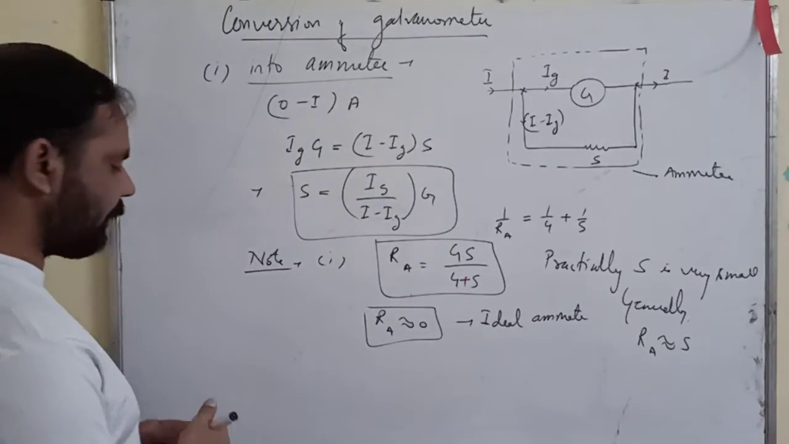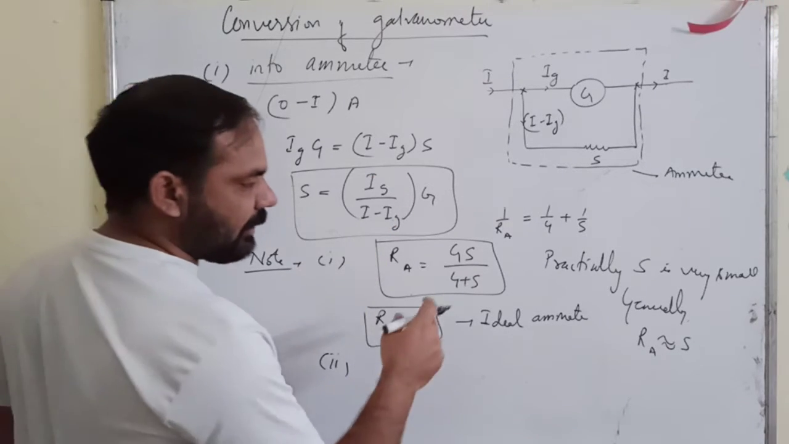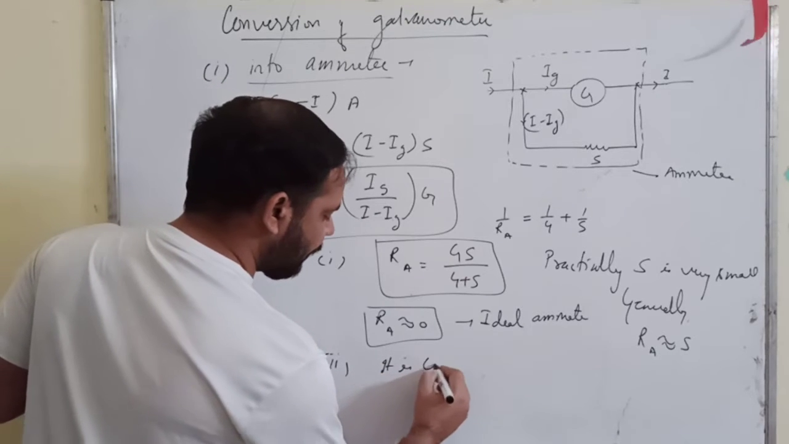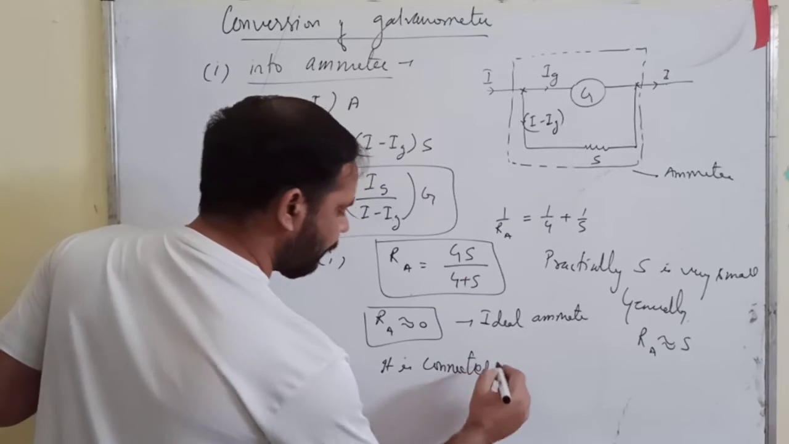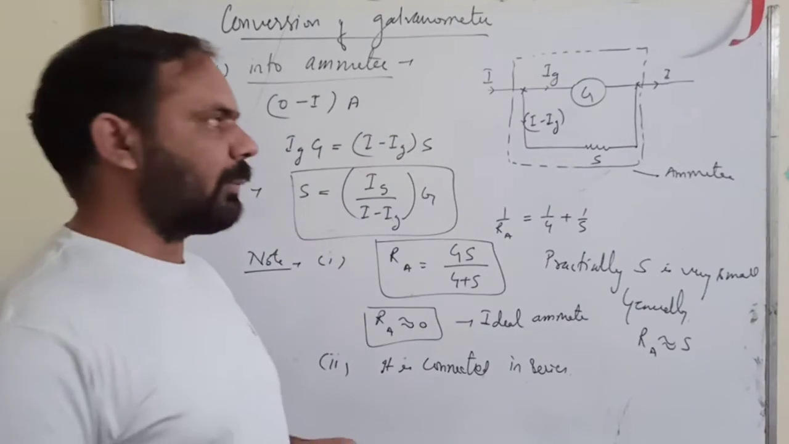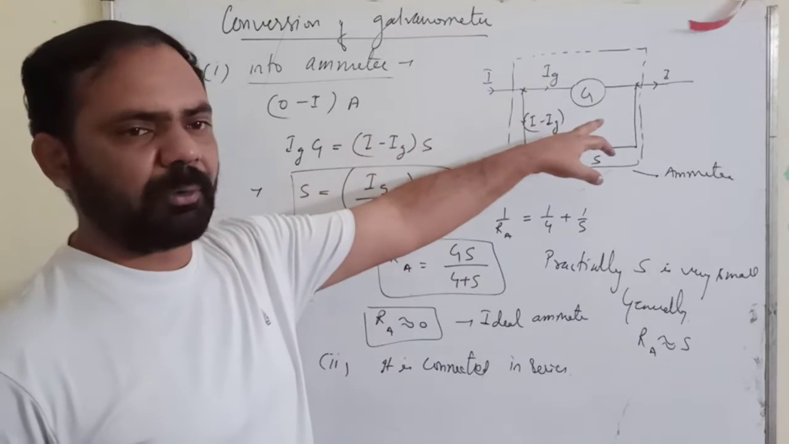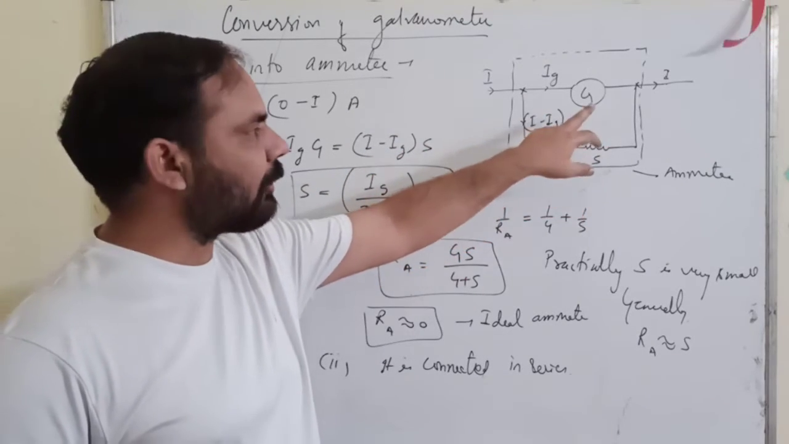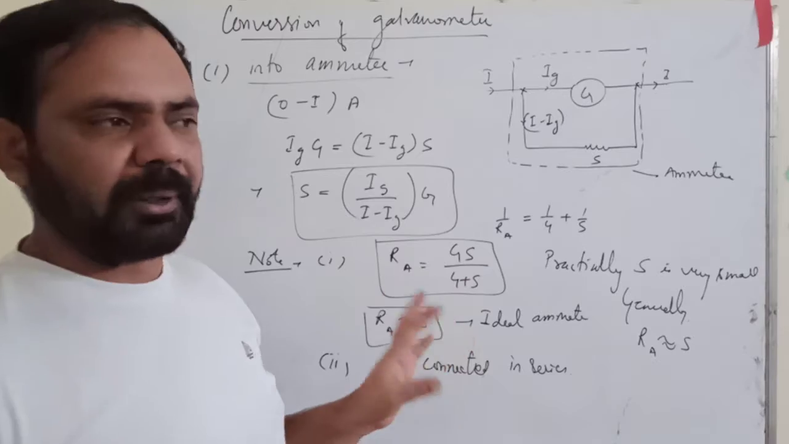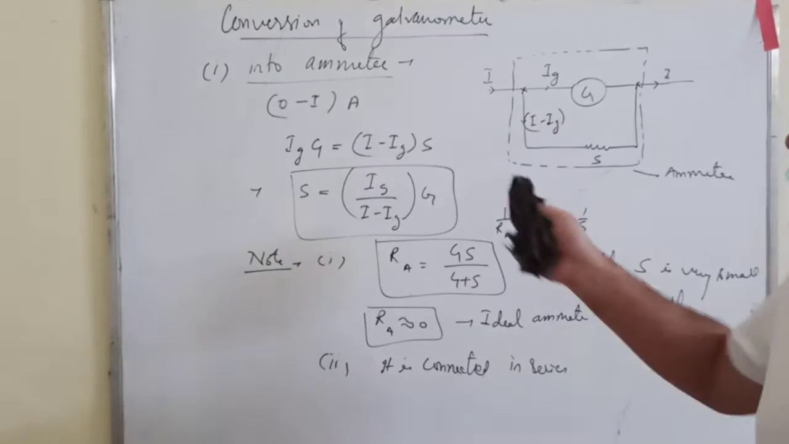Alright, and one more thing to be noted. Since you want to measure the current, and the resistance is small, it is connected in series. It means the ammeter should be connected in series with the circuit. A galvanometer is converted by connecting shunt resistance in parallel to it, but the ammeter itself is connected in series with the circuit because we are using it to measure the current. So this was about the ammeter.